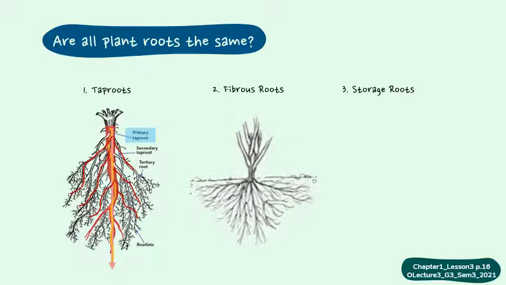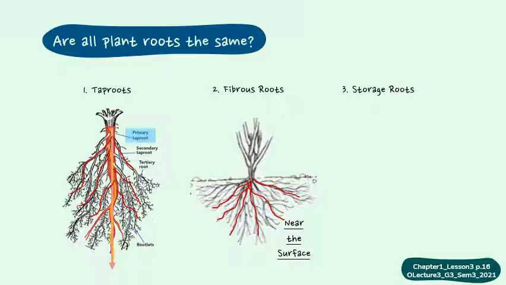Fibrous roots look like messy hair. They consist of many thin, highly branched roots. Too many roots and there is no main root. This type of root grows near the surface of the soil. They do not dig deep in the soil, but they run just below the surface to get all their needs.